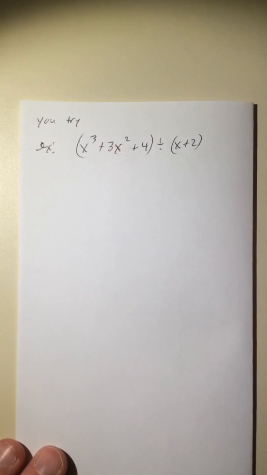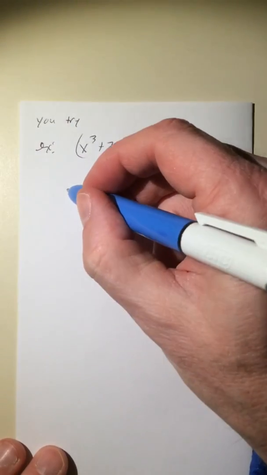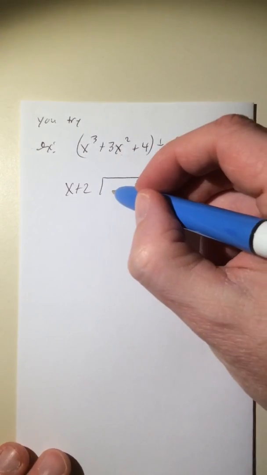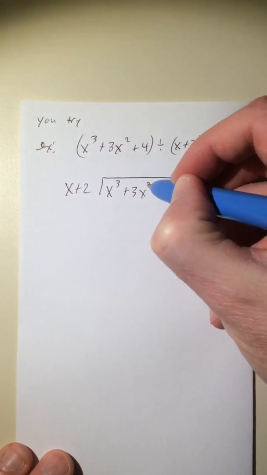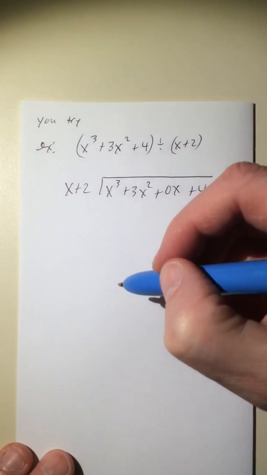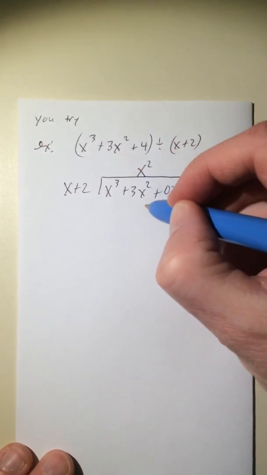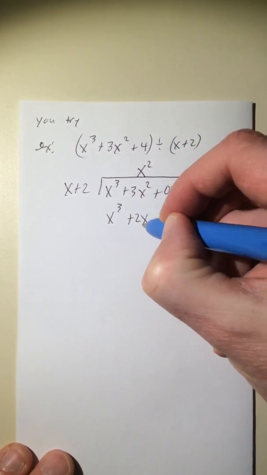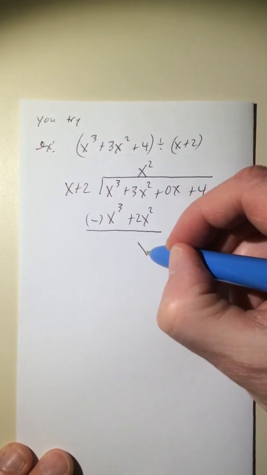All right, so hopefully you got it done. And so we write x plus 2, and we fill in all the stuff. X cubed plus 3x squared plus 0x plus 4, and we just go ripping right through it. So we got x squared here, so that gets us x cubed plus 2x squared, and we subtract, and that gets us 1x squared.